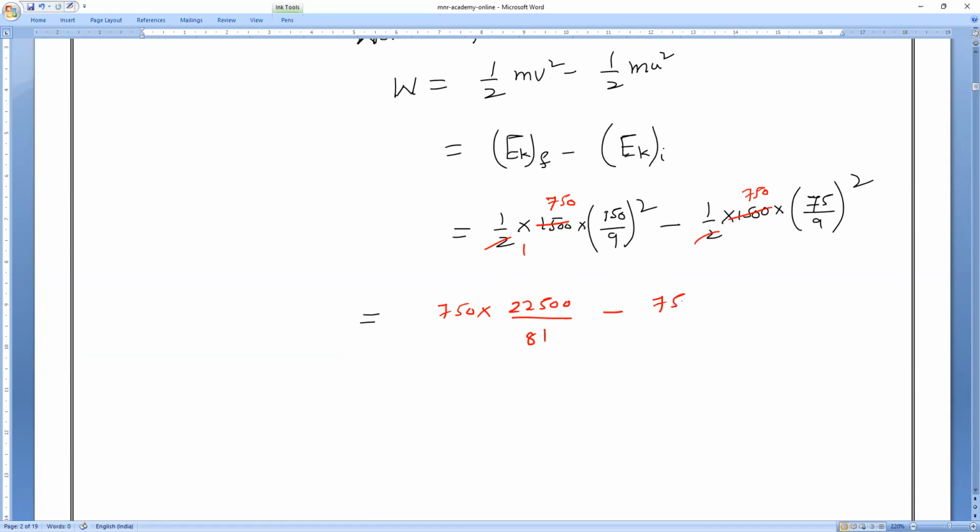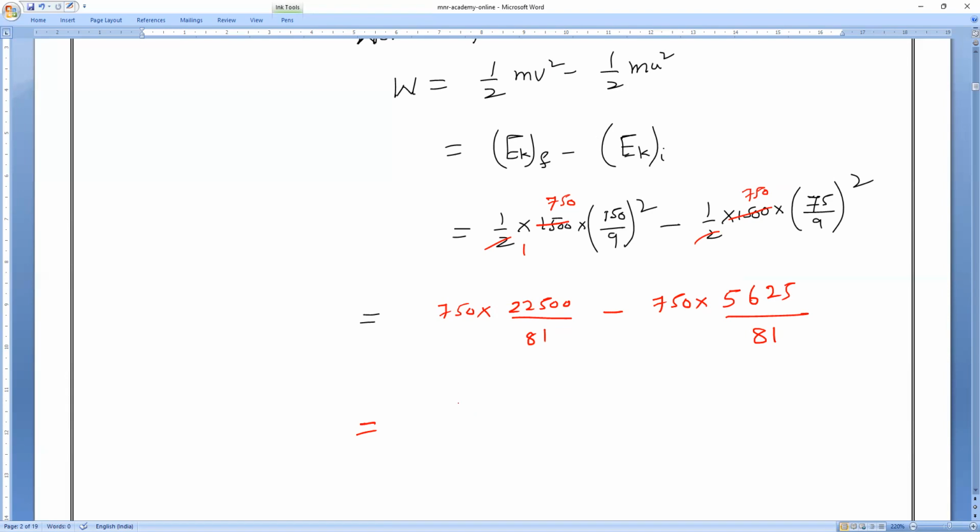Minus 750 into 75 whole square. 75 whole square, how much? 5,625 divided by 9 square, which means 81. So that is what it is. All of you do it, everybody. Any doubt, you can ask me. We'll finish it. Make it quick. Very big answers will come. You have to do it.